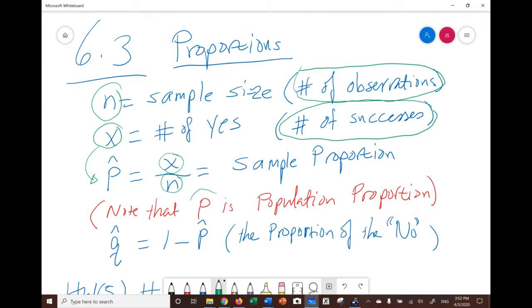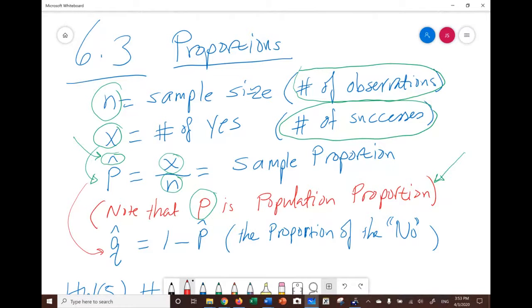Now, the population proportion is called P without a hat. The symbol on top is called a hat. So the proportion P without the caret above it is called the population proportion. And that is really our target, but we cannot get it, so we try to estimate it. Now the complement of P hat is called Q hat, and Q hat is 1 minus P hat. So if 40% said yes, then the complement will be 60%, because 100% minus 40% gives you 60%. So Q hat is the proportion of the no.